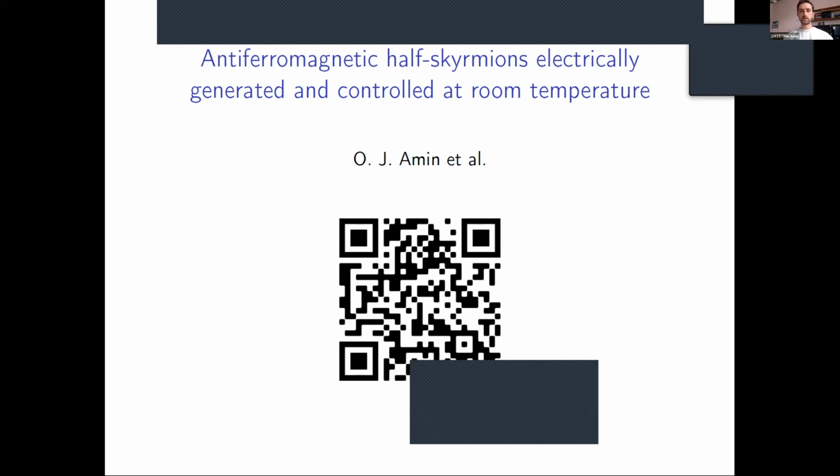So without further ado, just to introduce what I mean by a half-skyrmion and why we care about them in the field of antiferromagnetic spintronics. They resemble a whirling texture in the magnetic order.